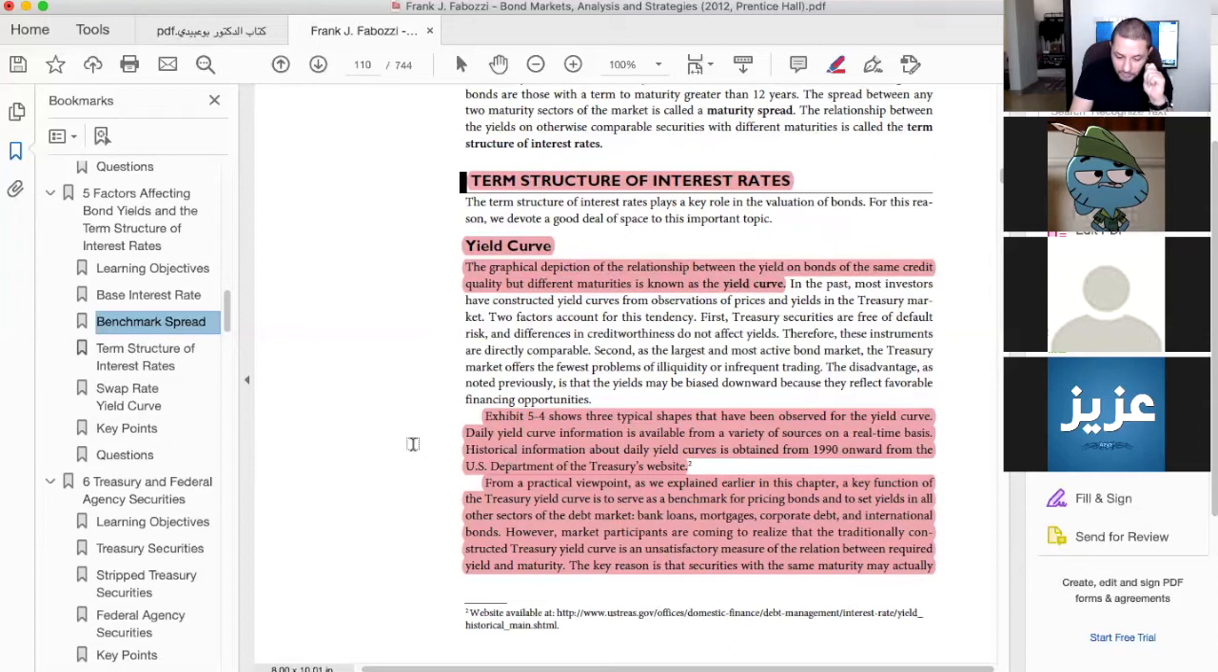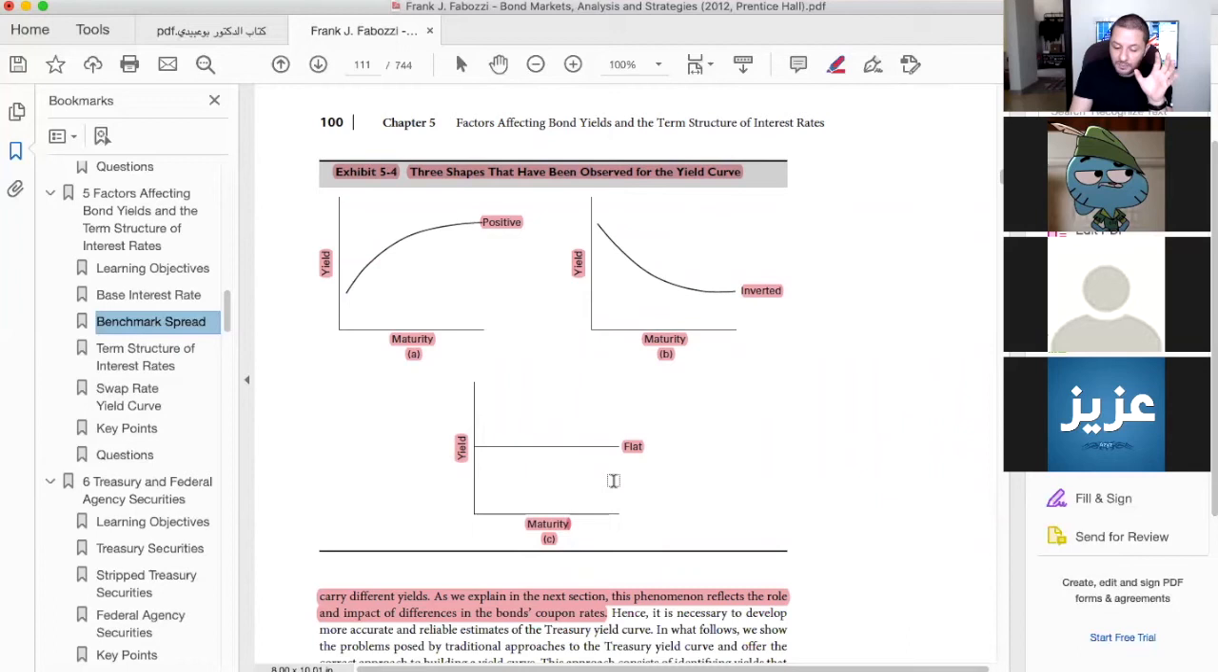So these are the three types of shapes for a yield curve. We can have the first type. It will depend on the economy and on different factors. But the empirical observations made on the US market have allowed us to find these three types of shapes. We can have a positive relationship, which means that every time the maturity is increasing, the yield offered by the bond is also increasing.